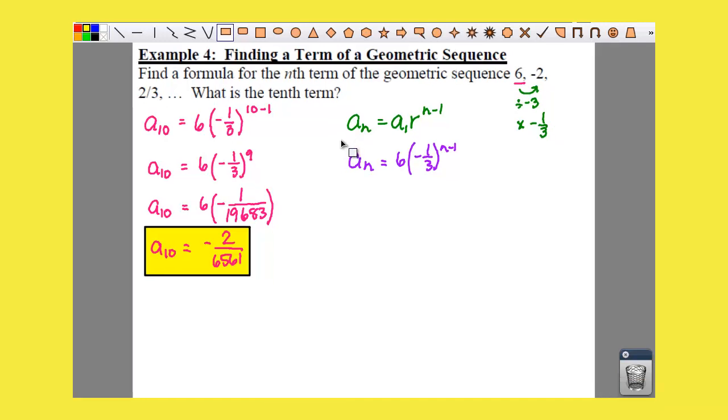So make sure you pay attention to all the questions that are being asked. Like in this one, I was asked to find a formula and our 10th term. So make sure you're checking what they're asking.